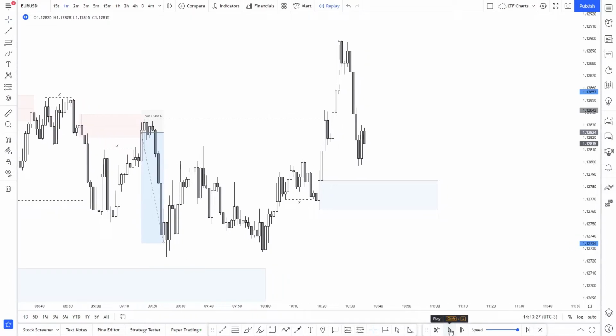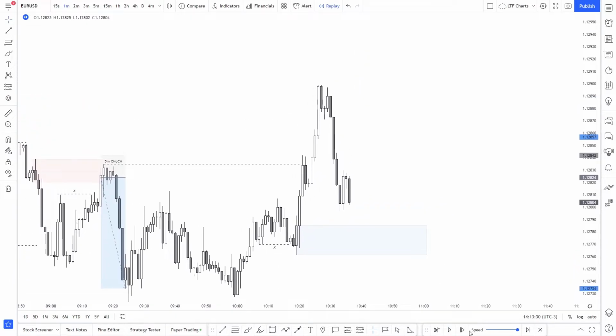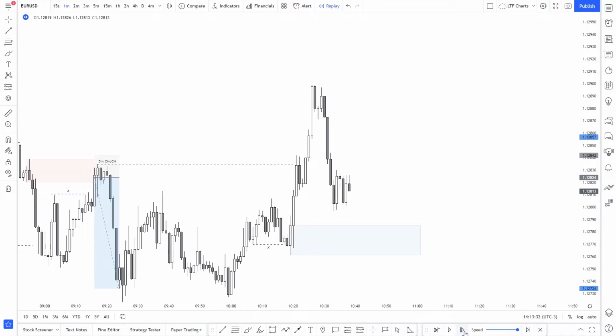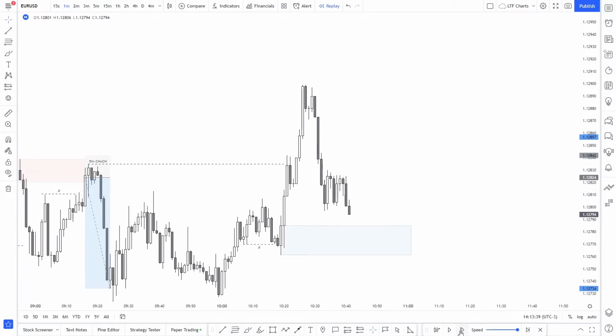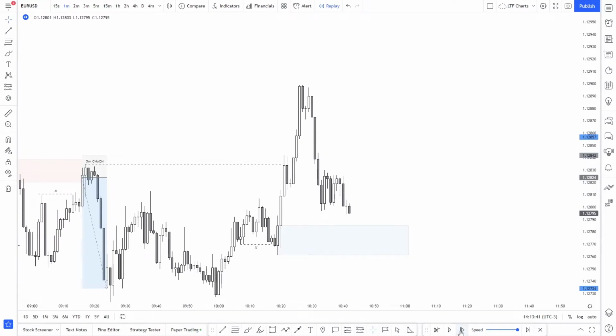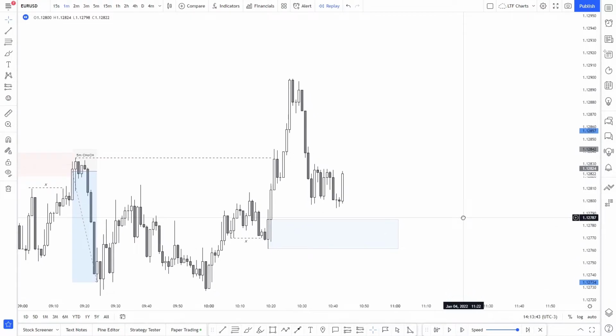So let's just, okay, I didn't mean to hit the play. So I do like the fact that it's kind of reacting from that, but not much from now. It nicked the low already. That's a strong reaction, right?